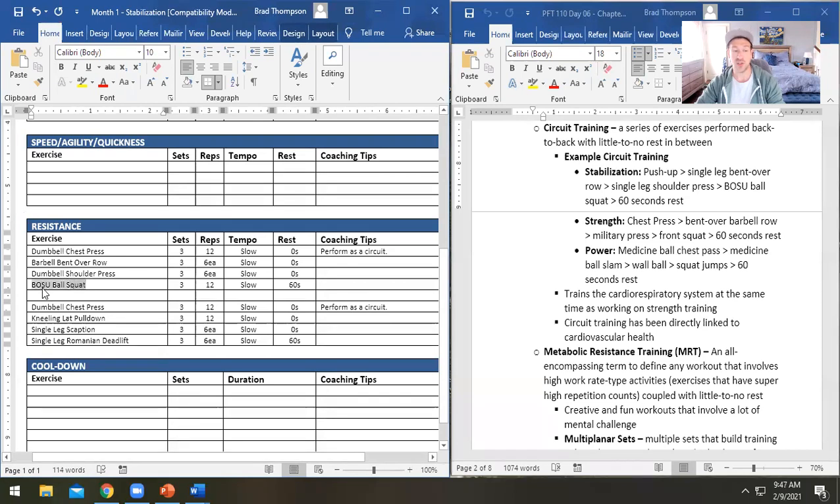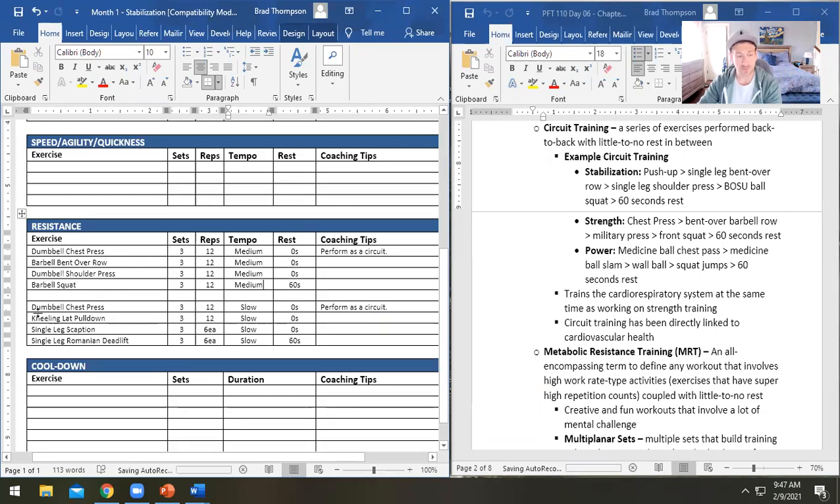Rather than a Bosu ball squat, we're going to do a barbell squat, right? And guess what? I get to keep all my reps the same except for these single-sided versions. They're just regular versions now. 3 sets. We're going to do it at a medium tempo this time, right? Regular old medium lifting tempo. And that's going to, again, be performed as a circuit. So dumbbell chest press into a bent over row, into a shoulder press, into a barbell squat.